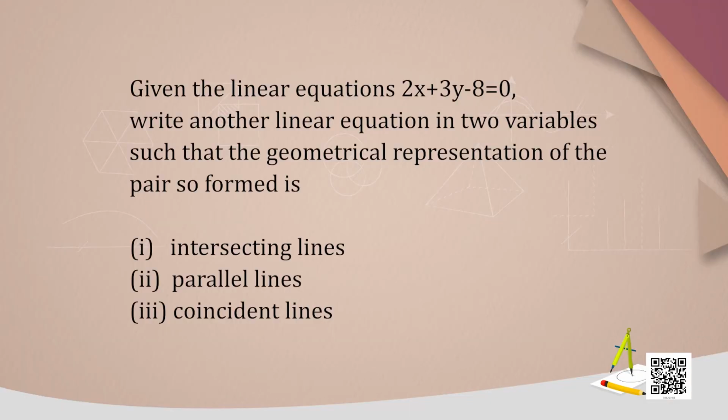So students, let us look into question number 6 now, which says, given the linear equation 2x plus 3y minus 8 is equal to 0, write another linear equation in two variables such that the geometrical representation of the pair so formed is intersecting lines, parallel lines or coincident lines. So, we have the equation 2x plus 3y minus 8 is equal to 0.